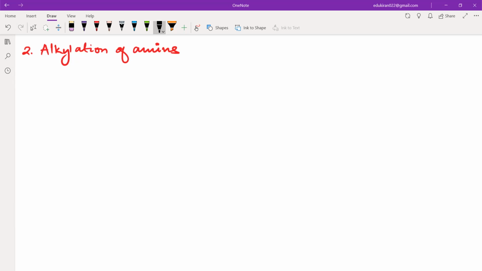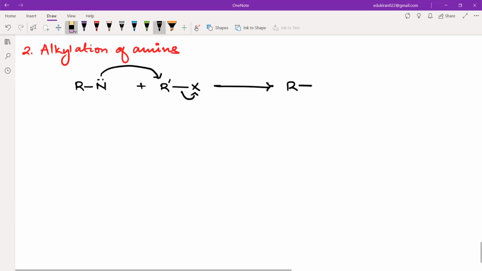If you remember, we had RNH2 and it reacted with any alkyl halide, let us say R dash X. Then this nitrogen atom attacked on this R dash, X got to leave and you formed R. There was one hydrogen which also left. So first of all, you will form R bonded to nitrogen. This nitrogen will also bond to R dash. Then you will have hydrogen, then again one more hydrogen, and here you have X negative.